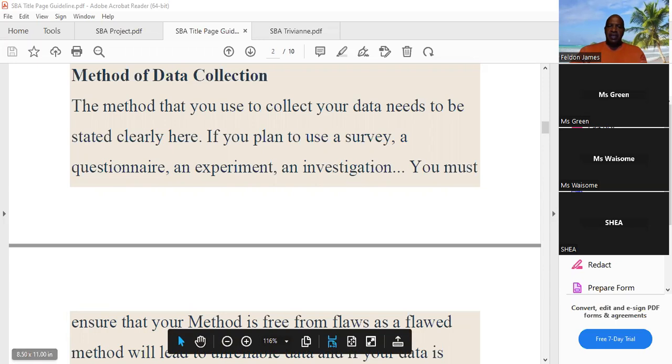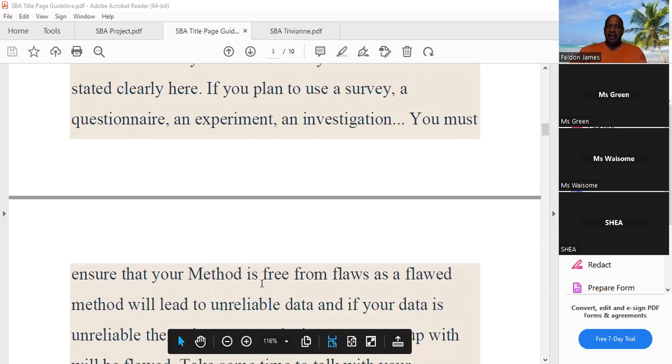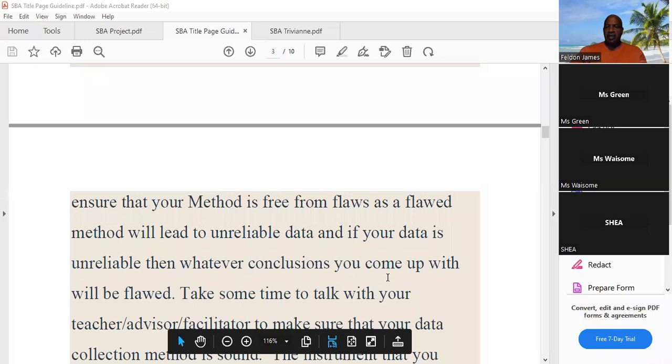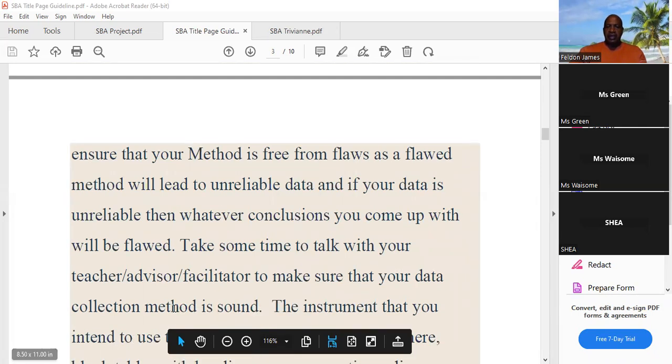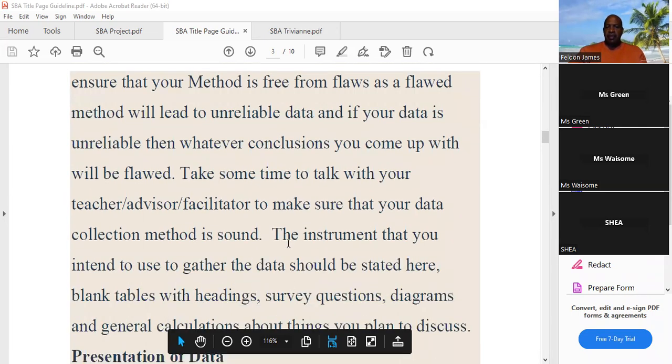All right. You must ensure that your method is free from flaws, as a flawed method will lead to unreliable data. If your data is unreliable, then whatever conclusion you come up with will be flawed. Take some time to talk with your teacher, advisor, facilitator to make sure that your data collection method is sound. The instrument that you intend to use to gather the data should be stated here.